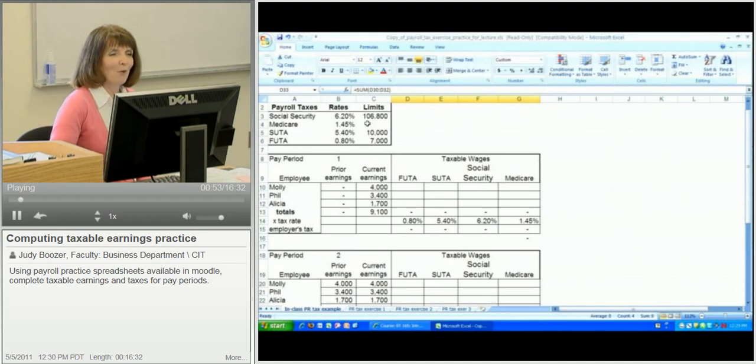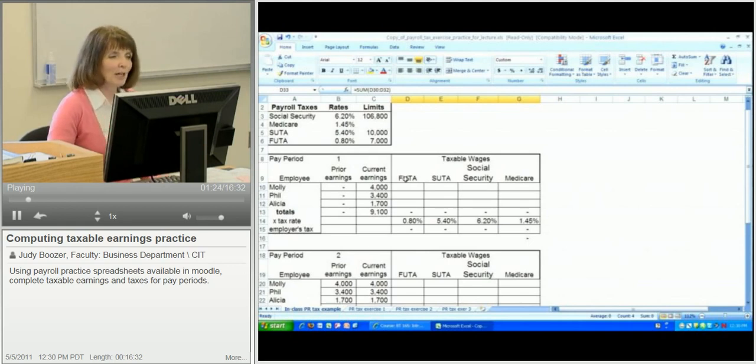How about for SUTA? 5.4%. And the limit? 10,000. And for FUTA? 0.8%. And the limit? So every pay period on this page, we're going to refer to these limits. Now, those limits may change for the next page, so pay close attention to not only rates, but to limits.